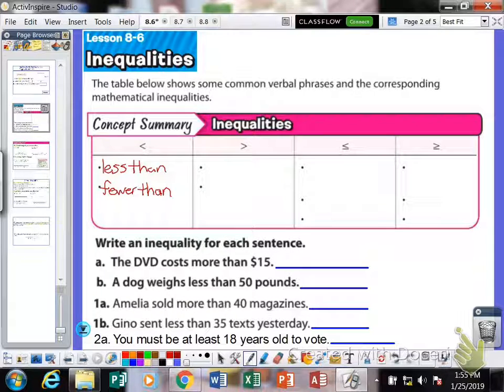So let's look at our next one here. We have our greater than symbol. A term we can use here would be greater than. Another term we can use to describe it would be more than.